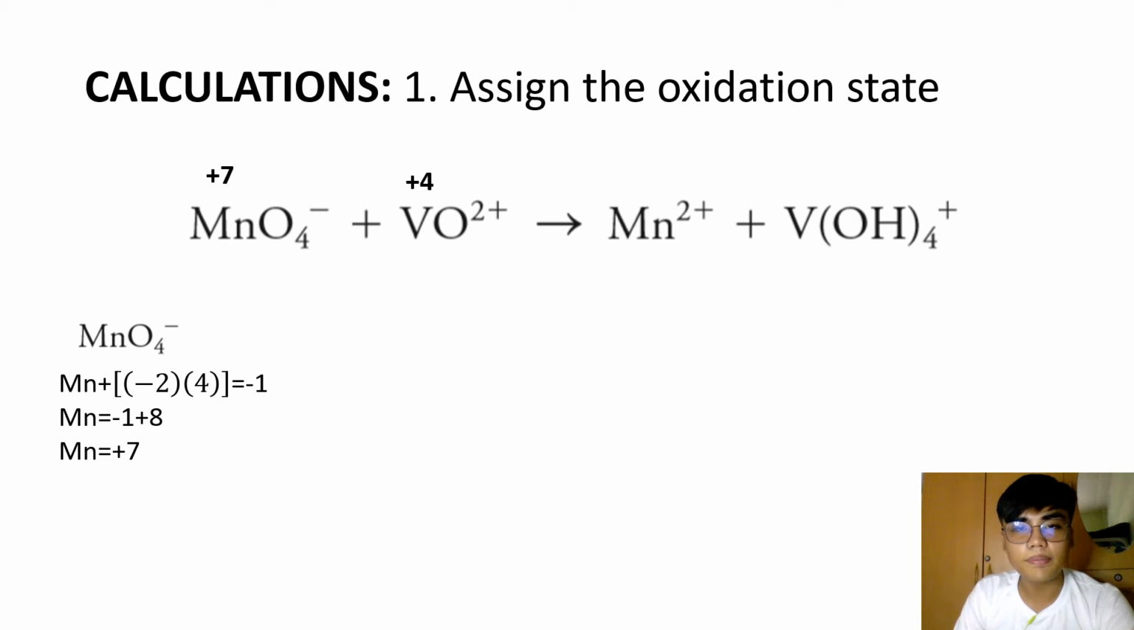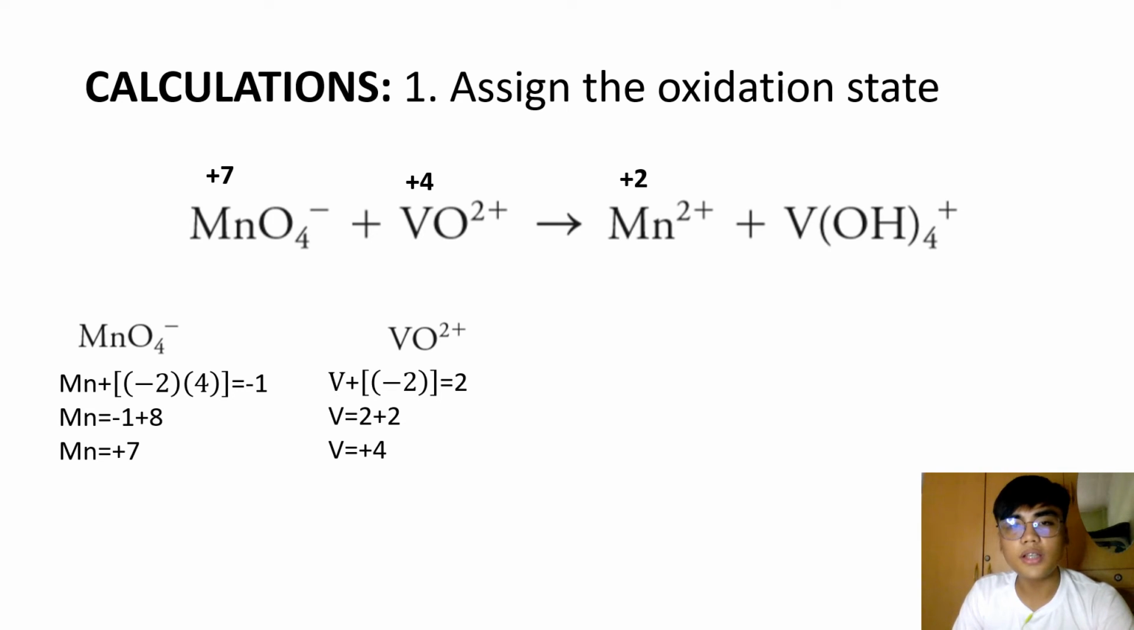Next one would be the vanadil ion. We know that the oxygen has an oxidation state of -2. The total for the entire ion has equal to +2 as the charge for the vanadil ion. Therefore, 2 plus 2 is equal to 4, +4, as the oxidation state for vanadium. Next one is the manganese. So, the oxidation state for manganese here is +2.